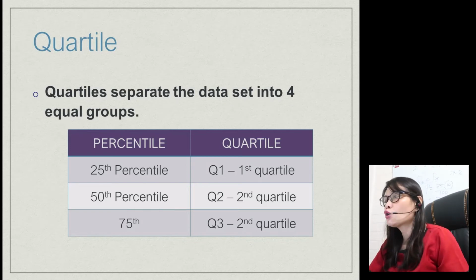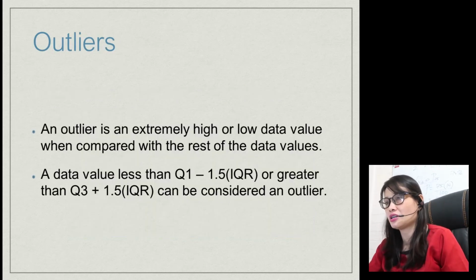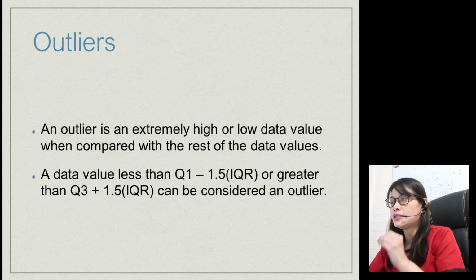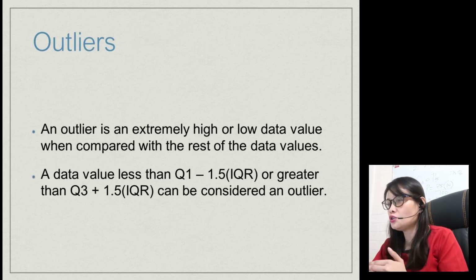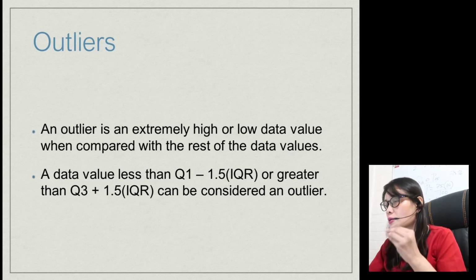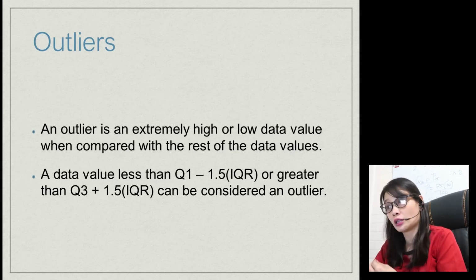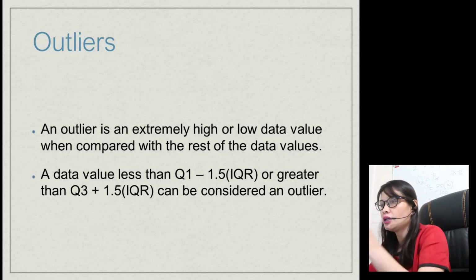Outliers. What is an outlier? When we say outliers, it's an extremely high or low data value when compared with the rest of the data values. Data values less than quartile 1 minus 1.5 multiplied by the interquartile range, or greater than quartile 3 plus 1.5 multiplied by the interquartile range, can be considered an outliers. What do you mean by that?